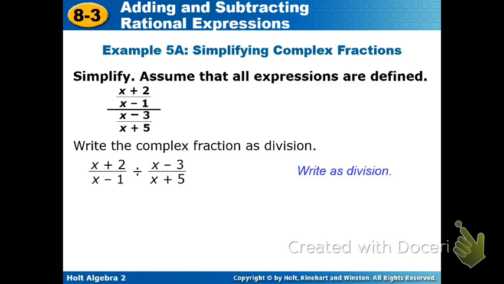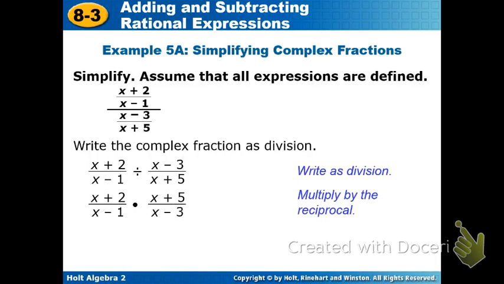So now we have x plus 2 over x minus 1 divided by x minus 3 over x plus 5. So at this point, this is a division problem. This is back to what you learned about division. Division is the same as doing what? Multiplying by the reciprocal. So we rewrite x plus 2 over x minus 1 stays the same, multiplied by, now we have taken the reciprocal, so we flipped it, okay?